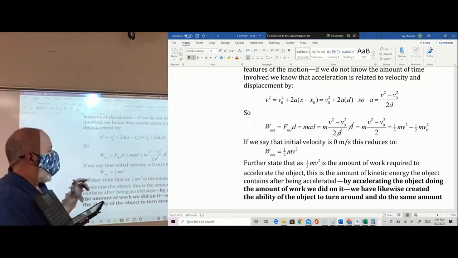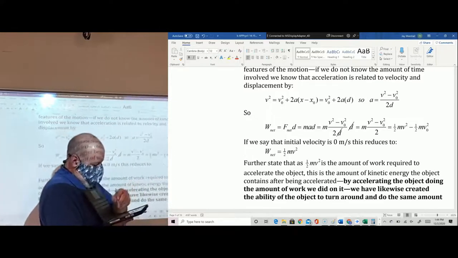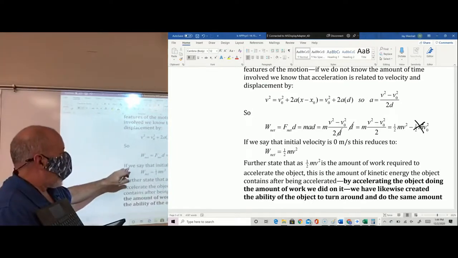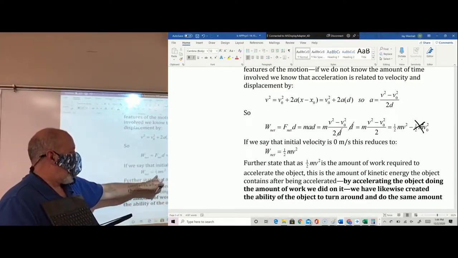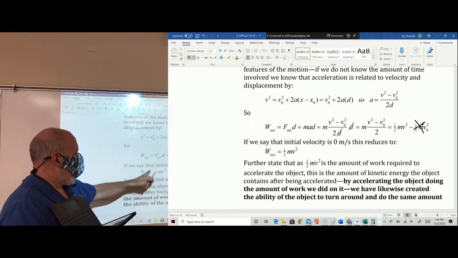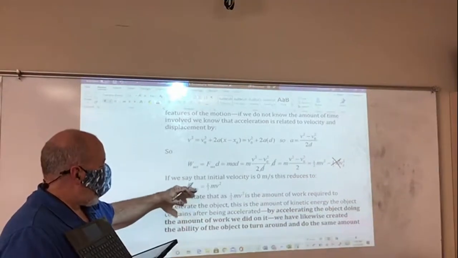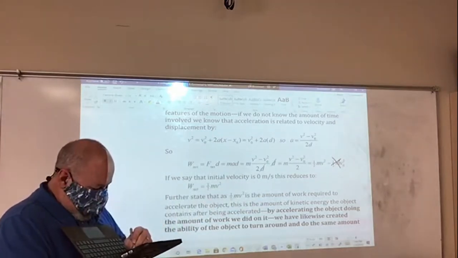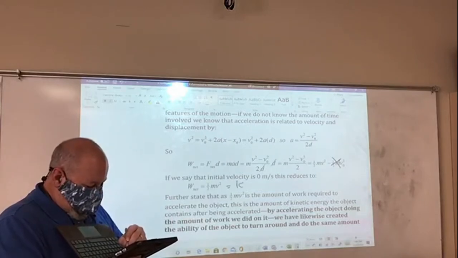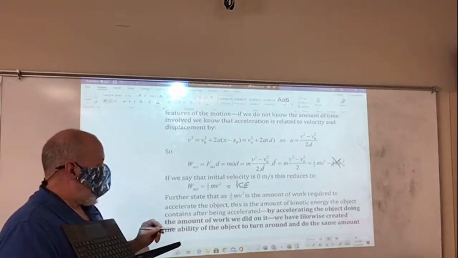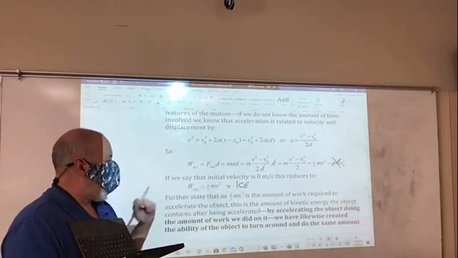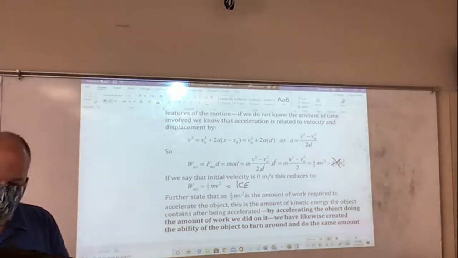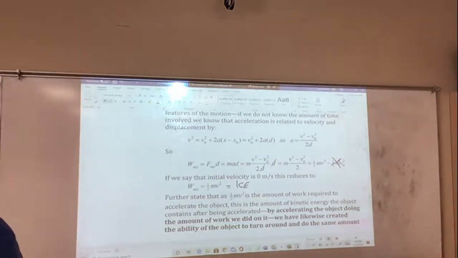Okay? And if we say that my initial velocity is 0, that drops out, and we get a general definition of kinetic energy: kinetic energy equals 1/2 mv squared. Well, this says work equals 1/2 mv squared, but the amount of work that I do equals the amount of kinetic energy I get. So work equals 1/2 mv squared equals kinetic energy. So my formula for finding kinetic energy is 1/2 mv squared. Okay? And we'll start there next time.